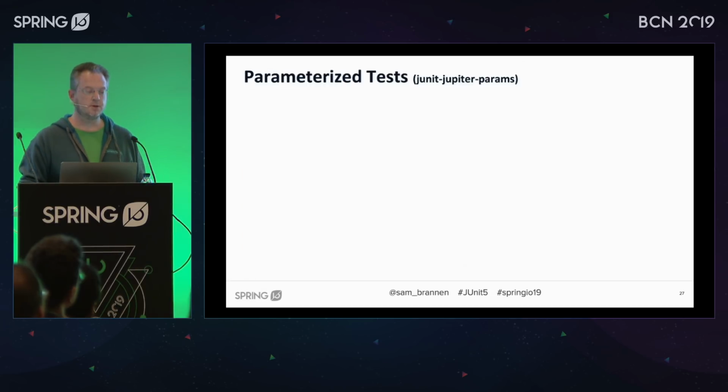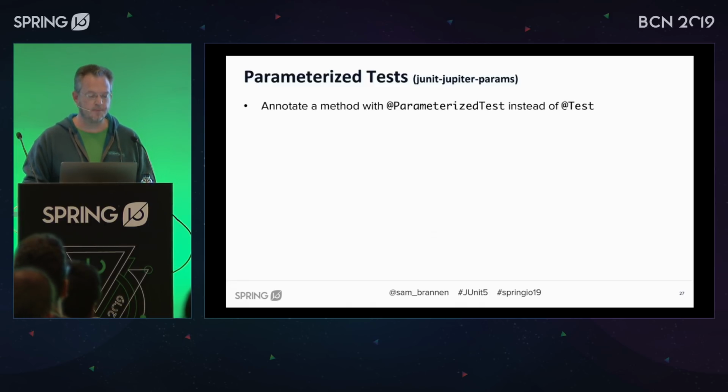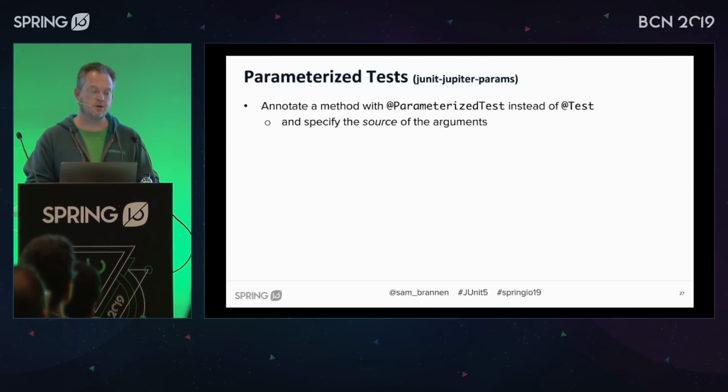Next up, parameterized tests. That existed already with JUnit 4. It's a bit different in JUnit Jupiter, and actually a lot more powerful in many ways. Basically, you annotate the method with @ParameterizedTest instead of @Test, and you specify the source of the arguments, where they come from.